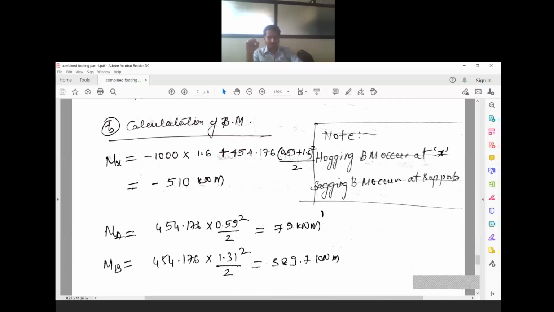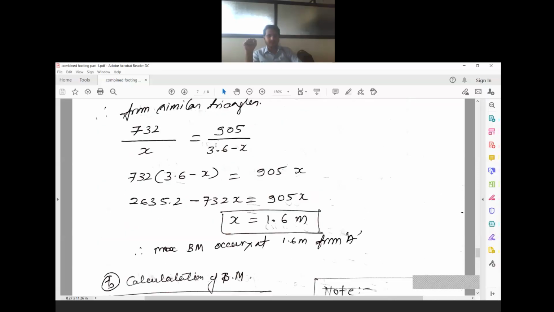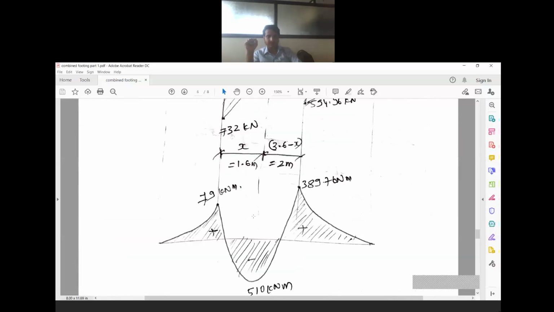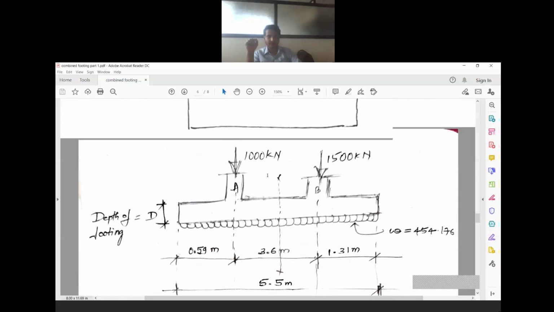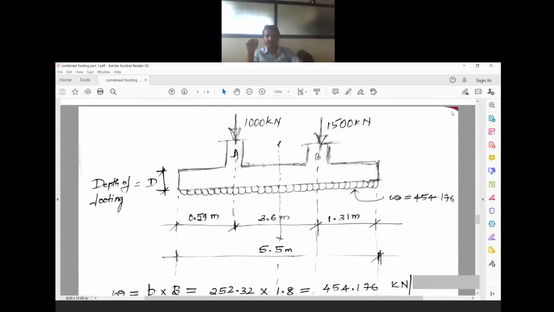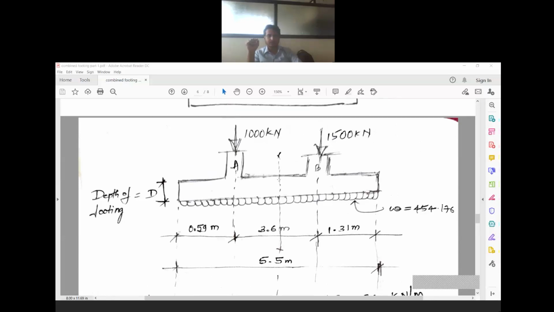Don't scratch your head by considering hogging and sagging and all. We shall follow the same procedure as you were following in third semester. Let us follow the same way you learned in Strength of Materials. Okay. So I will take the moment at x. What is that x point? Section xx. That is where the point of contraflexure lies. So in this diagram, you can observe that I am taking the Mx from here.